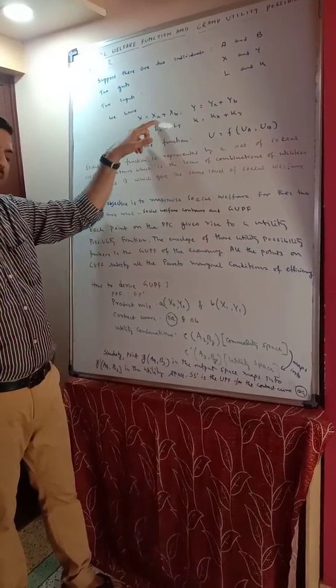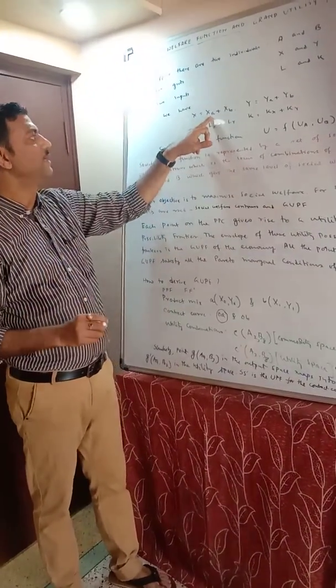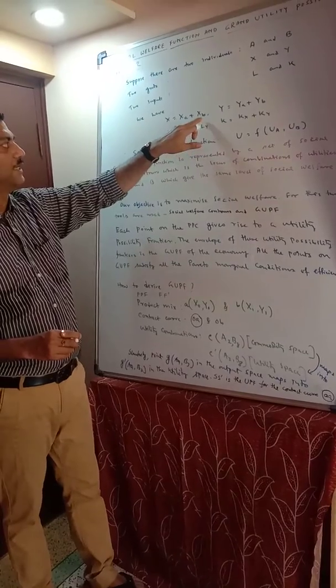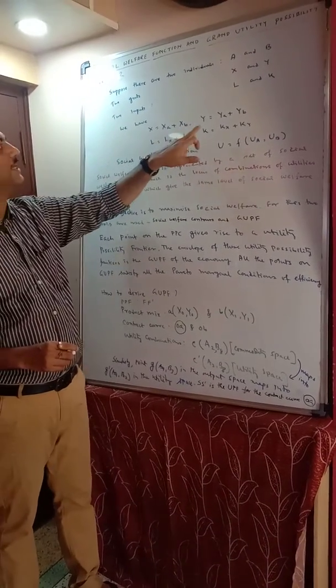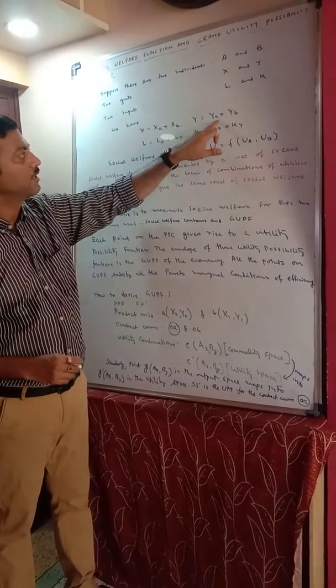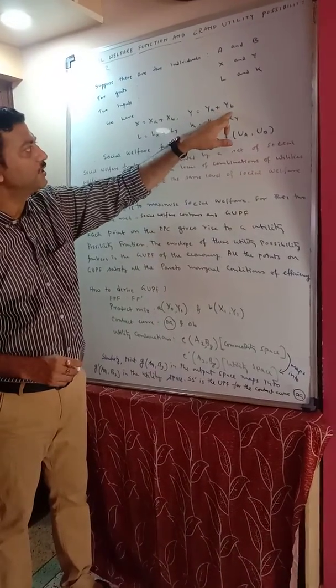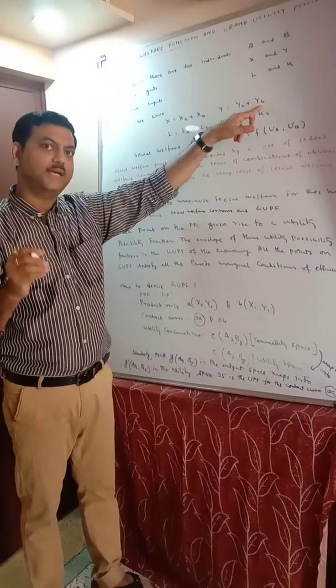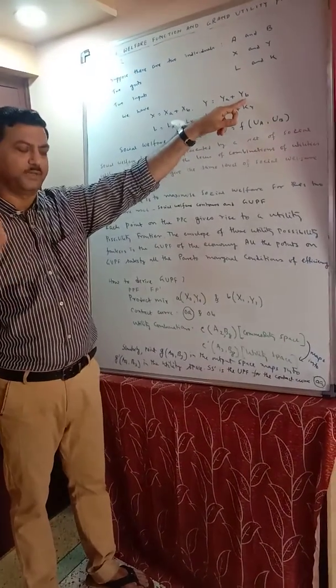XA is the amount of X that is consumed by individual A. XB is the amount of X commodity that is consumed by B. Similarly, good Y is distributed among A and B. YA and YB are the respective amounts of good Y that is consumed by individual A and individual B.